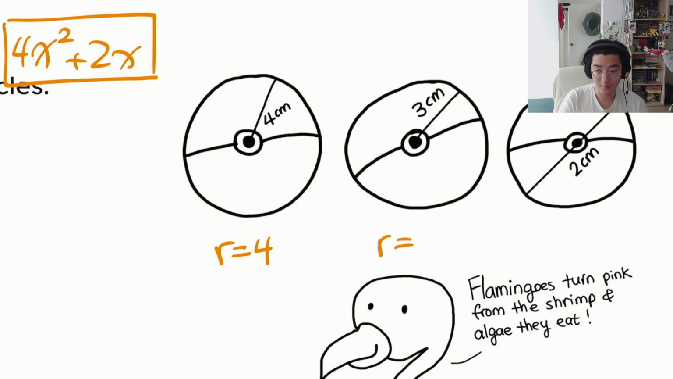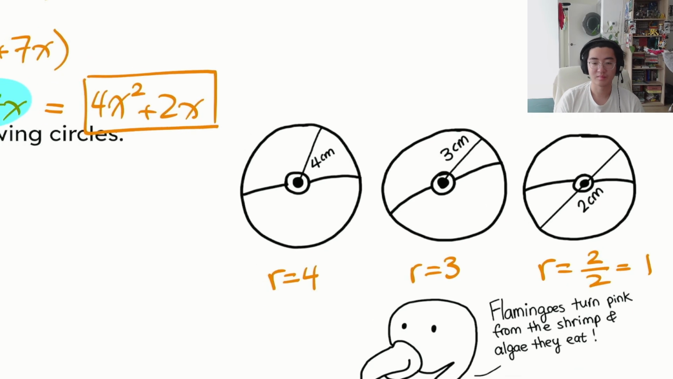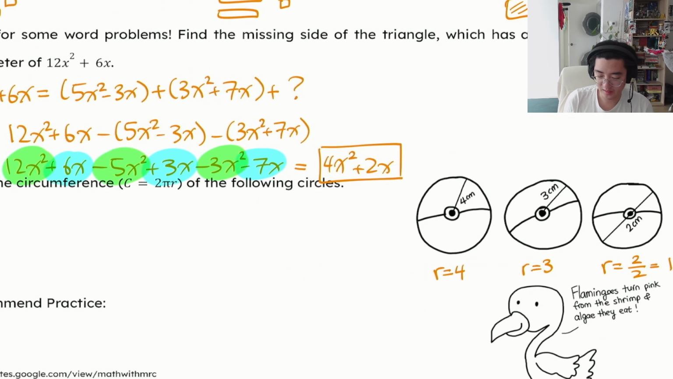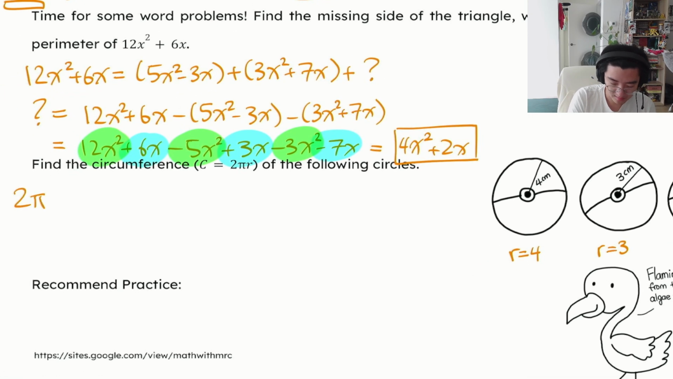Radius here is 3, of course, and the radius here. What about the radius here? We know that we are given the diameter, so the diameter is from one edge to the other edge of the circle. The radius is just half of the diameter. We only want from here to here, not the whole thing. So we can just divide it by 2. 2 divided by 2 is just 1. Which means that the circumference of the first circle is 2 pi times radius, which is 4.